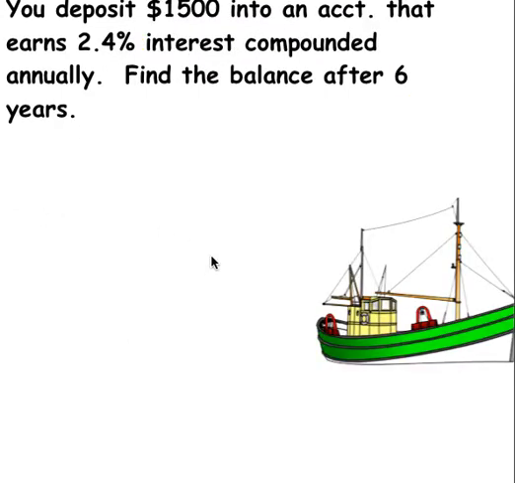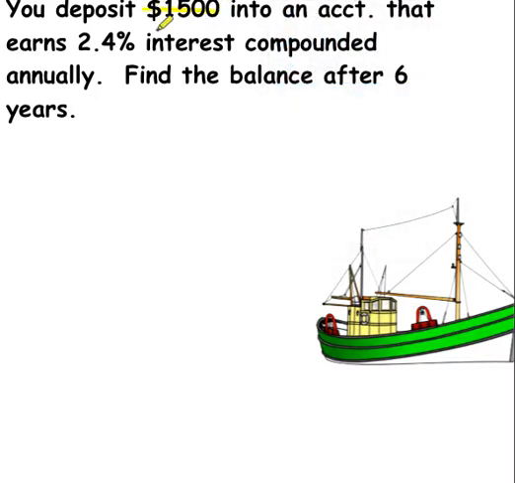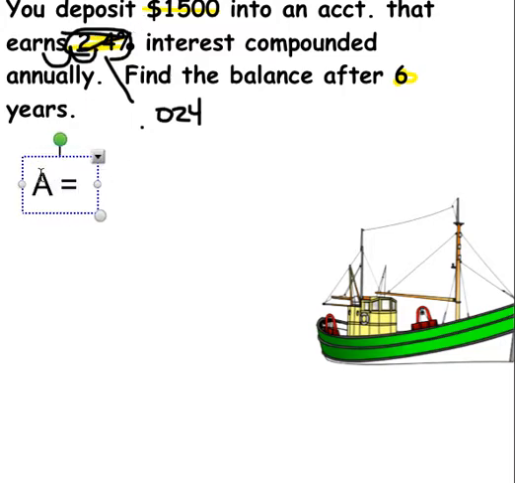Example number 2. My principal is $1,500. My interest rate is 2.4%, and I'm going to do this one for 6 years. Again, when I do that percent here, I have to change that to a decimal, so 2 jumps is 0.024. That's what I'm going to use instead of this. Okay, I got it changed. So my formula, A equals P parenthesis 1 plus R parenthesis to the T power.